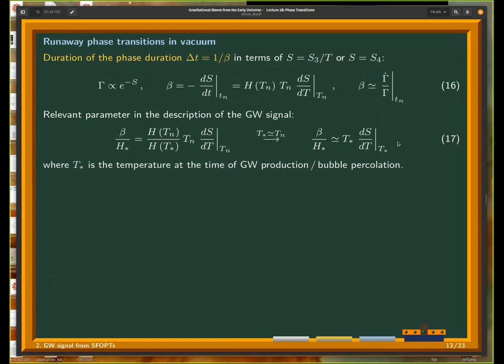I mean, maybe these are some technicalities, but you can look this up later if you like, because sometimes you see different expressions for beta over H, but in the end, this one here is maybe the most common one, the one that you see the most often in the literature.